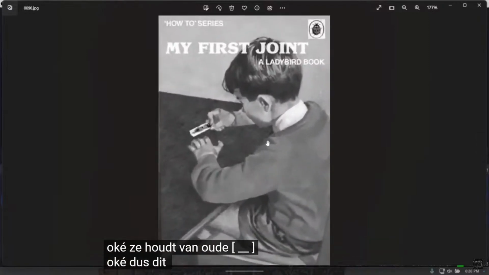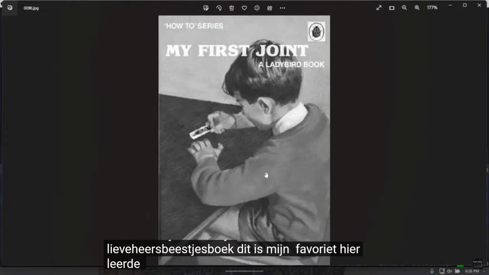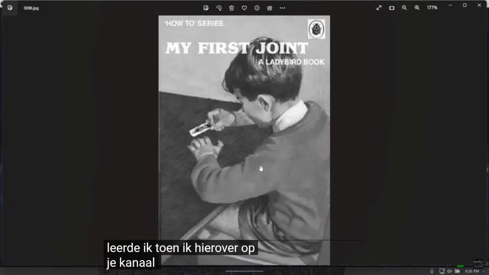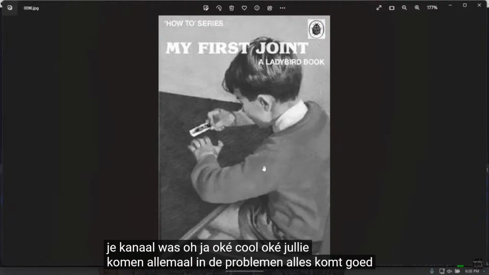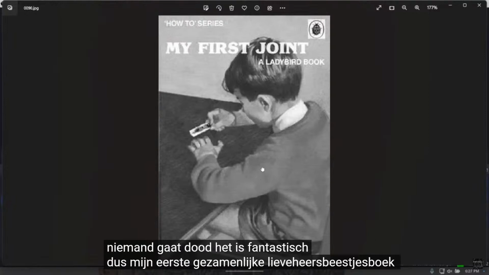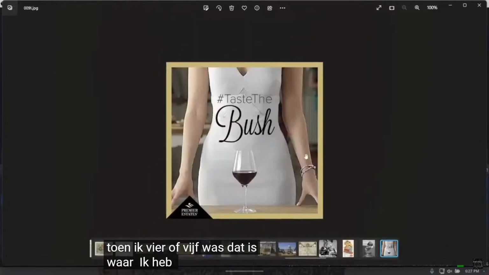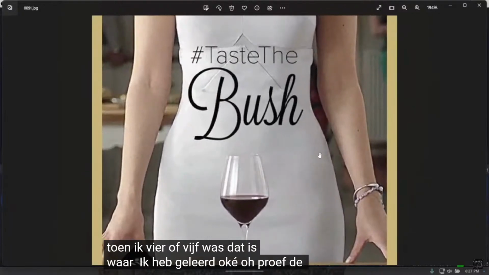Okay, so this is my Ladybird book. This is my favourite one. This is where I learnt when I was... You show this on your channel? Oh yes. Okay, cool. That's all I gotta know. You won't get in trouble. All will be well. Nobody dies. It's fantastic. So my first joint, Ladybird book, I had that when I was 4 or 5. That's where I learnt. Okay. Oh, taste the bush.